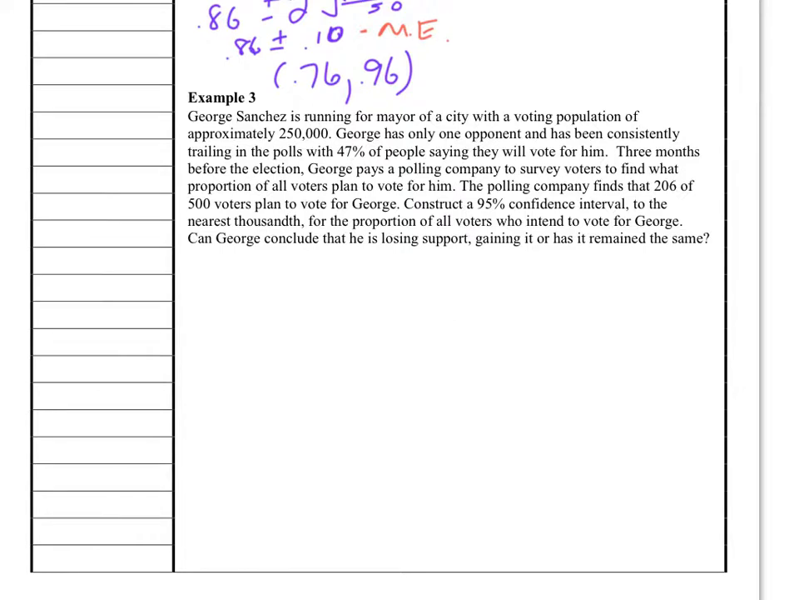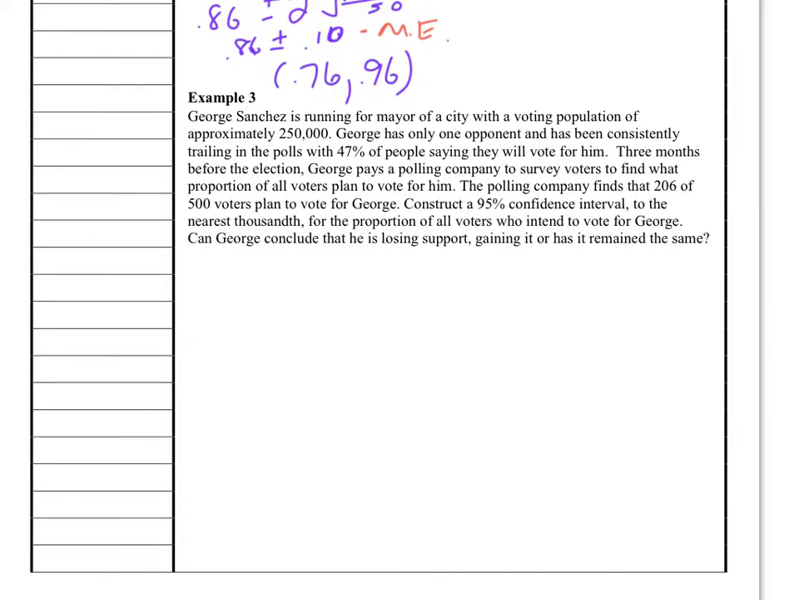George Sanchez is running for mayor of a city with a voting population of 250,000. George has only one opponent, has been consistently trailing in the polls, with 47% of people saying they will vote for him. So George pays a polling company before the election to find out what it's going to be. The polling company finds that 206 out of 500 voters plan to vote for George. We need to construct a 95% confidence interval for the proportion of all voters who intend to vote for George.